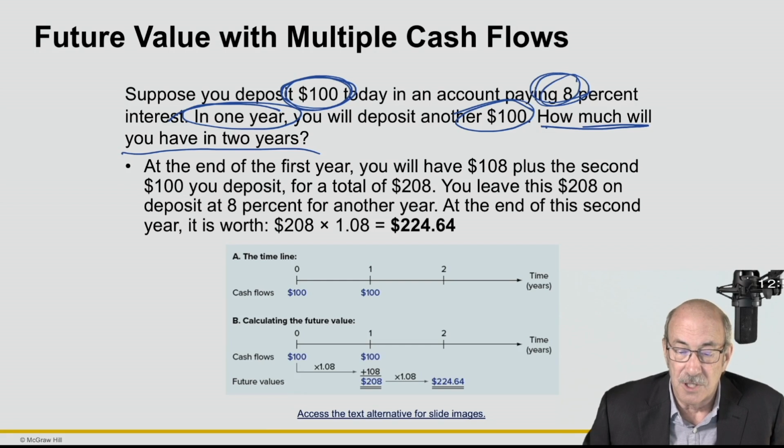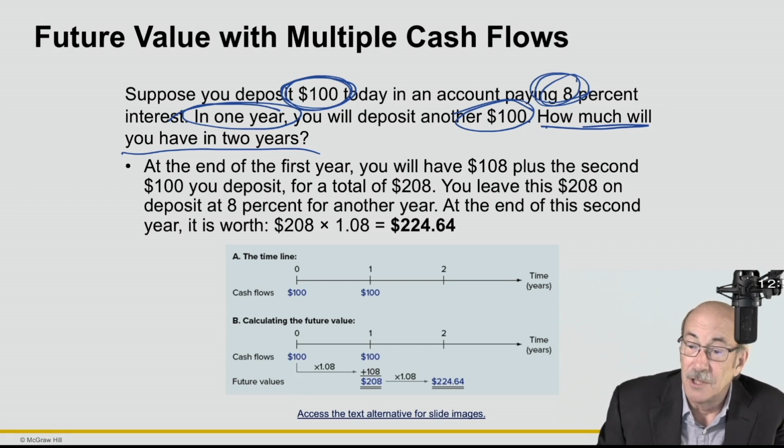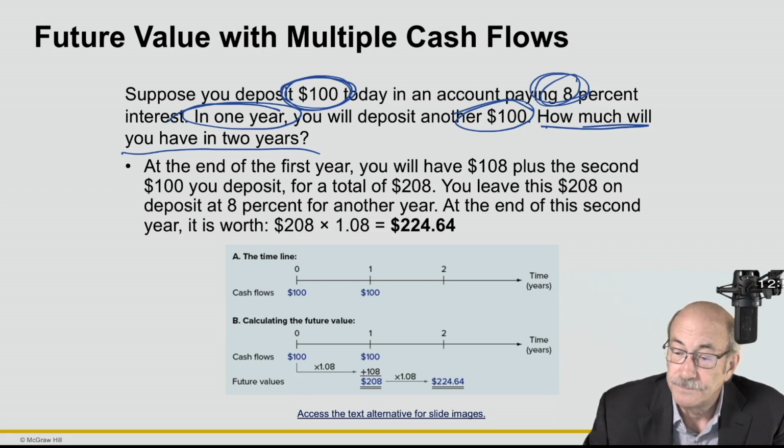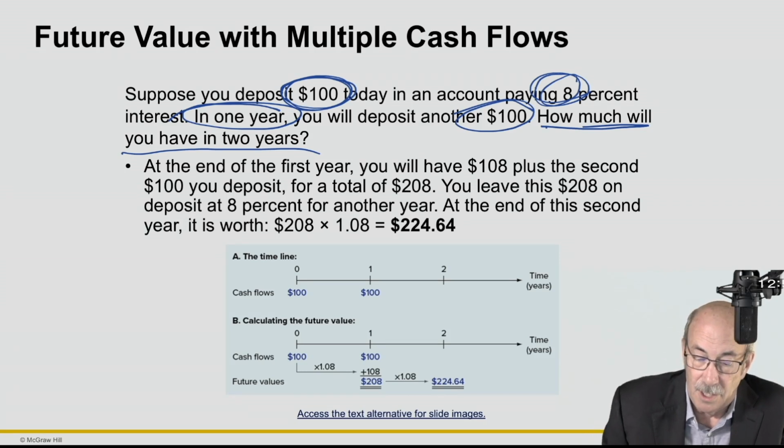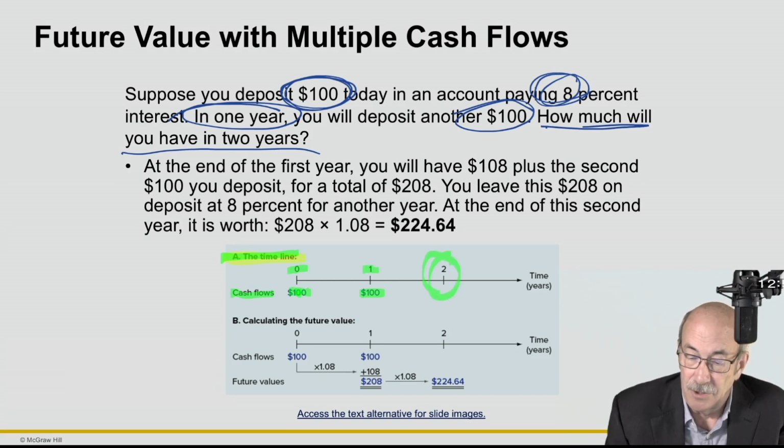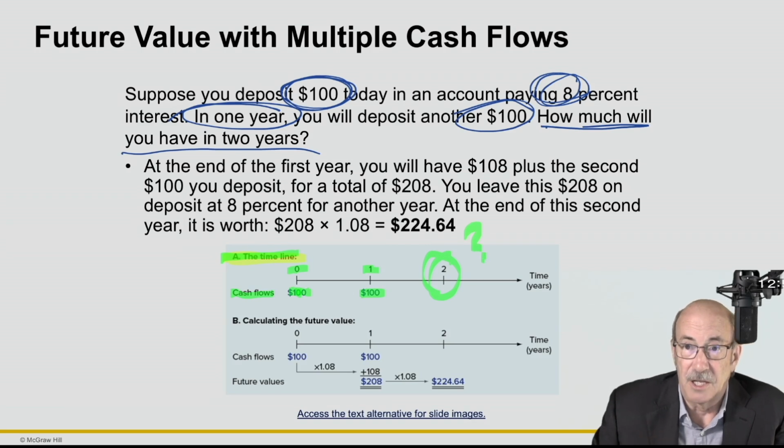So let's look at this on a timeline first. Timeline A. And here are the cash flows. So here's the first one. That happens now at time 0. All right. And then we deposit another $100 here at time 1. And we're looking for the value right here at time 2.